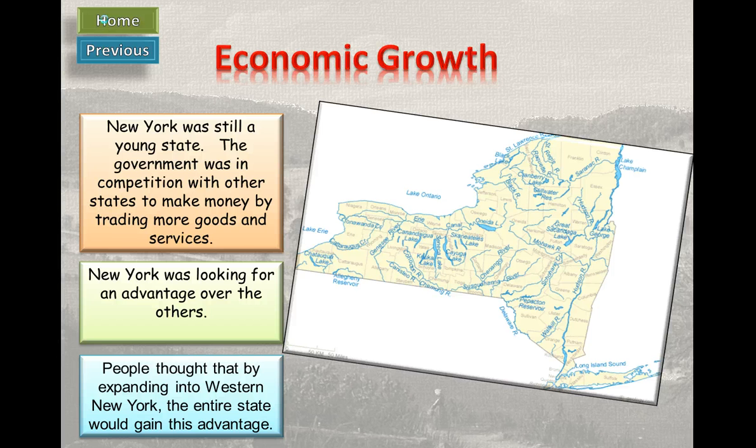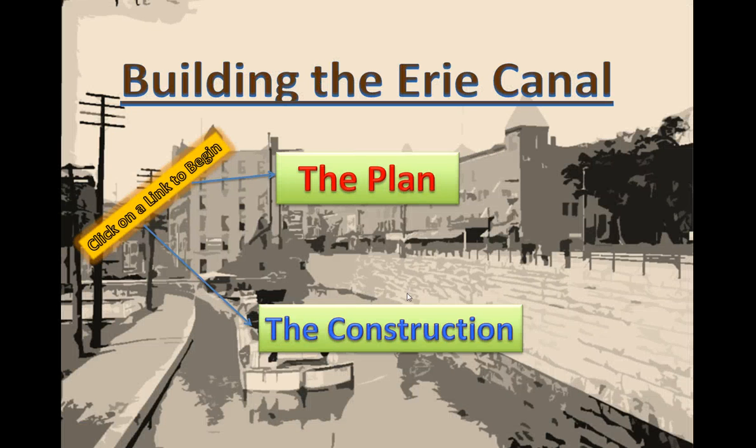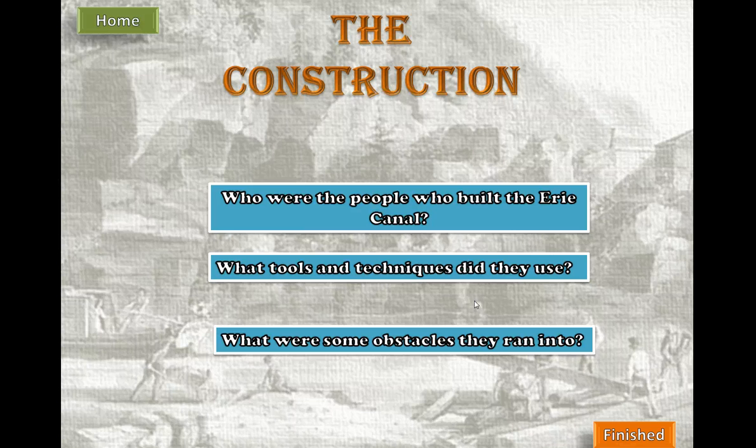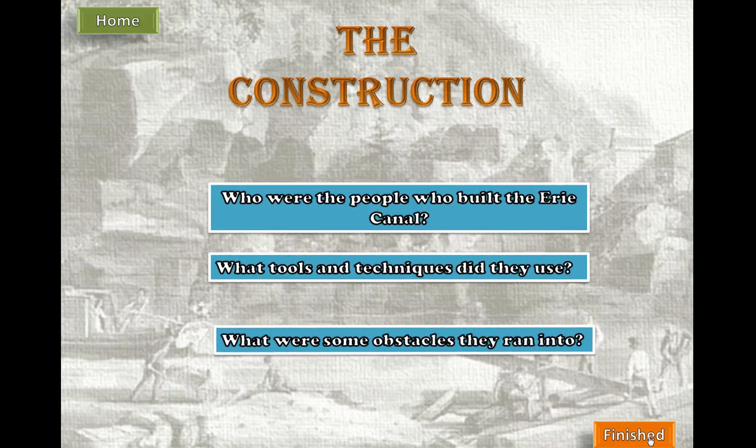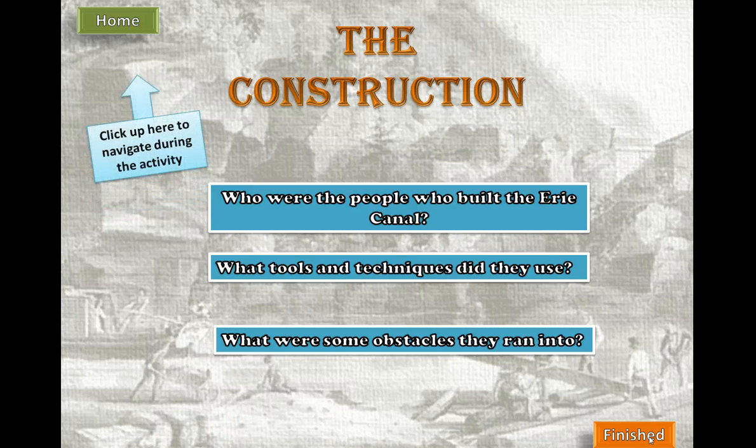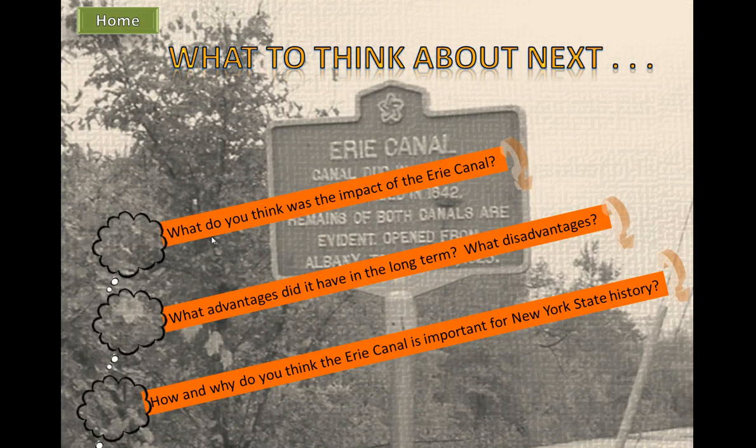Going back to the home page will bring them all the way back to the front, where they can then further investigate the plan or go over to the construction. Now, after investigating all of these pages, the student can then click Finished and go to the end of the presentation where they could have further questions which they can answer.